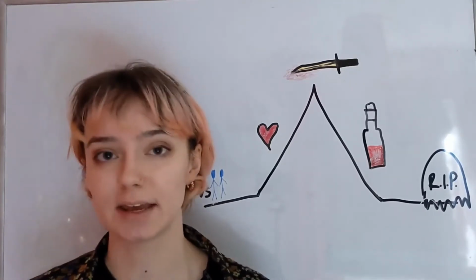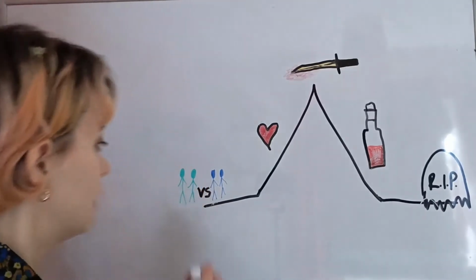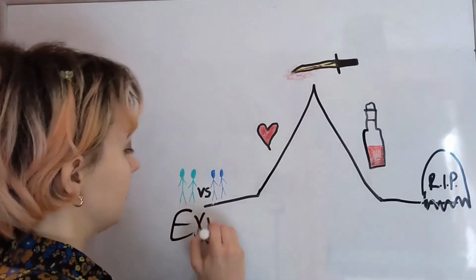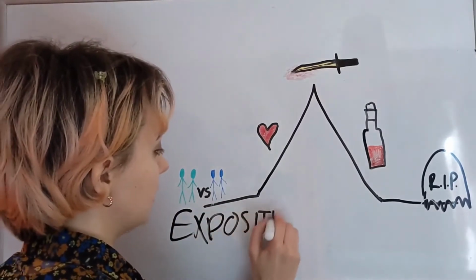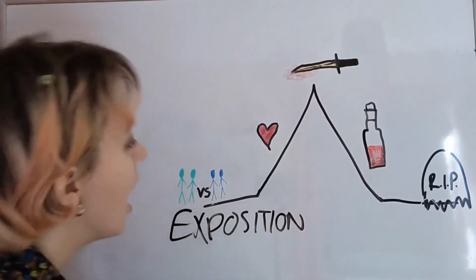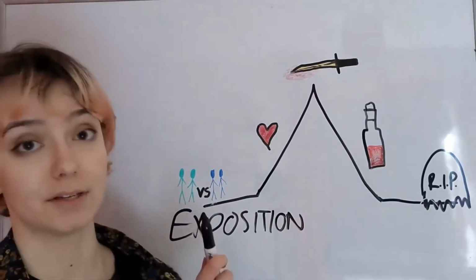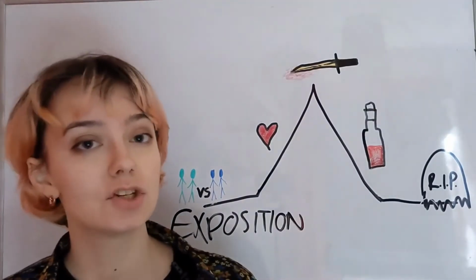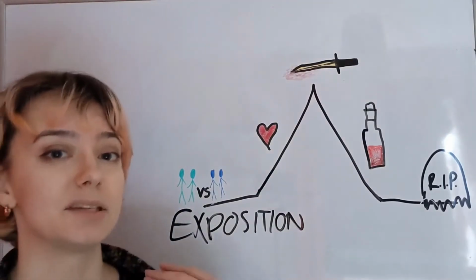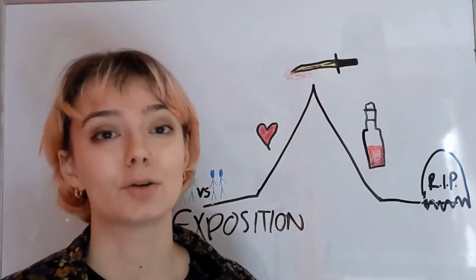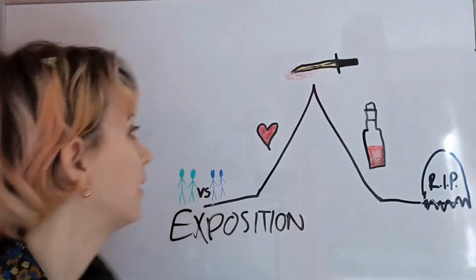So our first act, we have our exposition, and this is where all of the key characters are introduced, and our main conflict, the Montagues versus the Capulets, is established, and this sets up for how things are going to happen in the play.